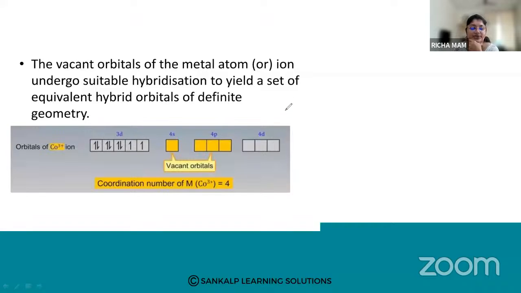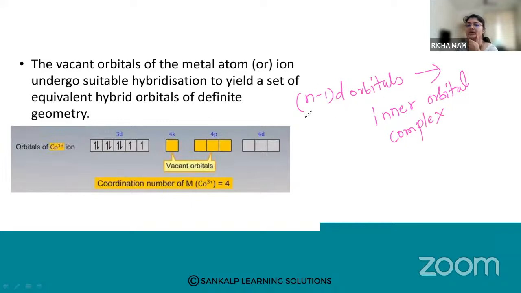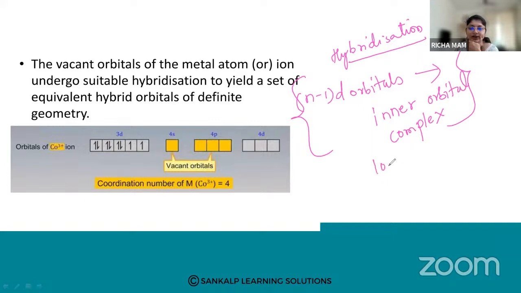While we are using hybridization with different orbitals, if we are using the (n-1)d orbitals, then the complex is called the inner orbital complex. Please remember this, because when you solve problems on complexes you will come to know it. When we make use of (n-1)d orbitals during hybridization, it gives rise to an inner orbital complex, also called a low spin complex.